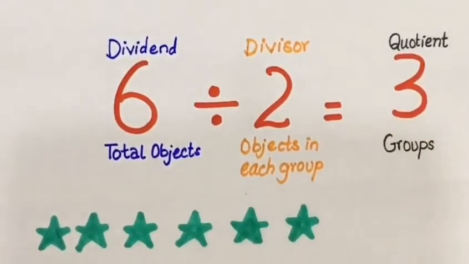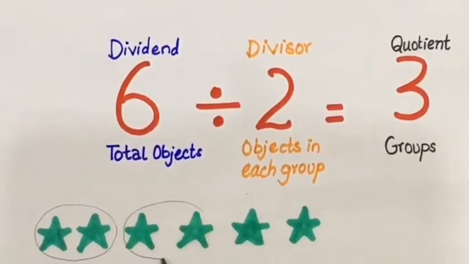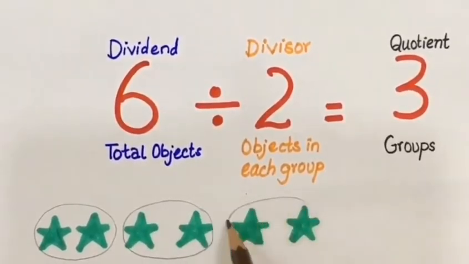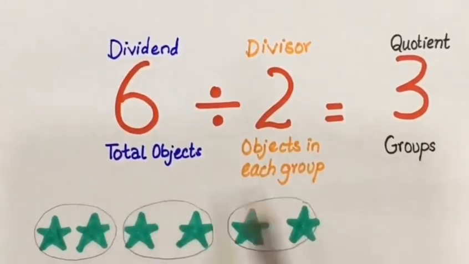Now let's see, if I am going to make groups of two stars, group 1, I am going to circle it, that is group 2, and this is group 3. So this is a simple number sentence, and this is how we make the groups and find it.